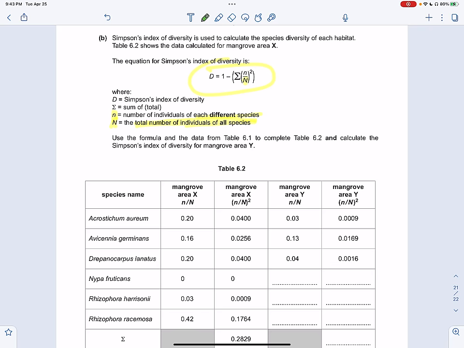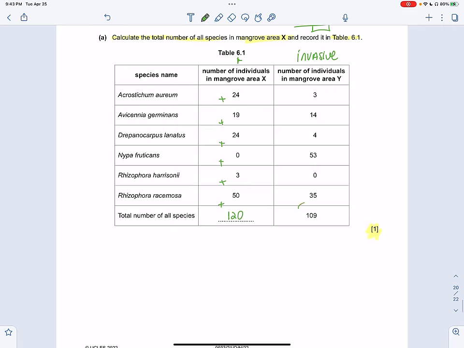Next step then, it says use the formula and the data from table 6.1. So right here, we're going to be using these numbers.